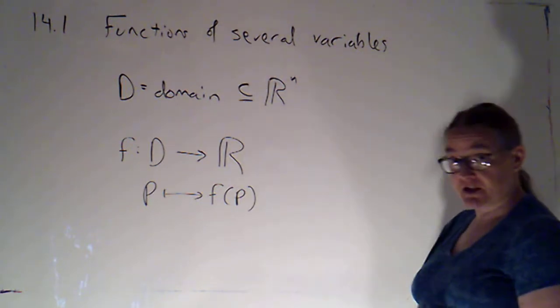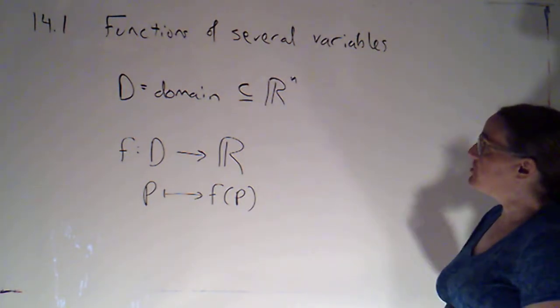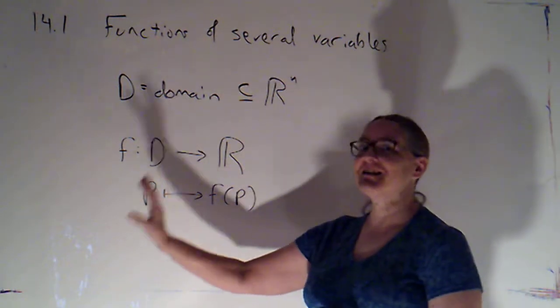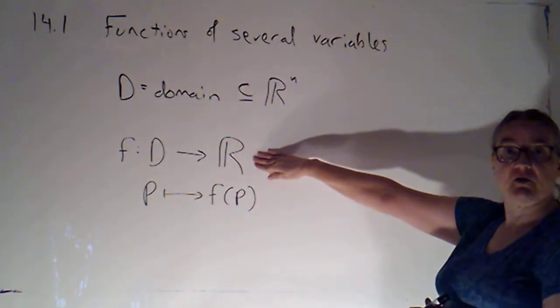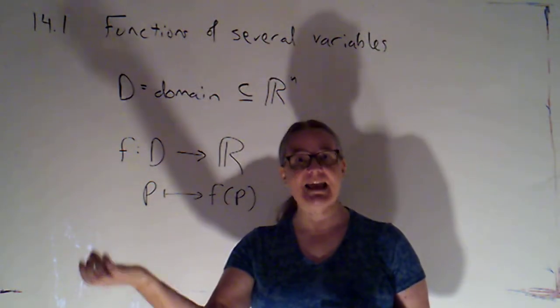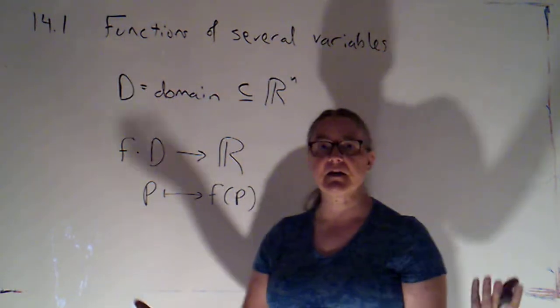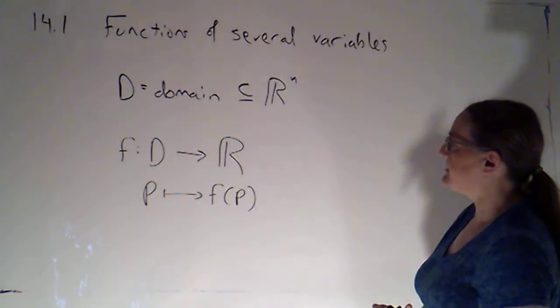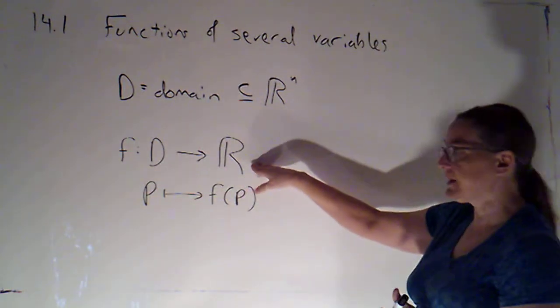In Chapter 14, we're going to look at a different sort of function. We're going to be looking at functions where the domain is multidimensional, although the codomain is still going to be just the real numbers. So now we'll be inputting a point in n space, in either 2 space or 3 space, and associating that with a number. So if the domain is a subset of 2 space or 3 space, our functions are going to map that domain to the real numbers.